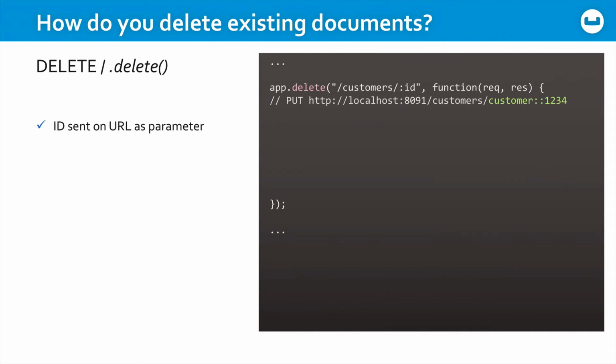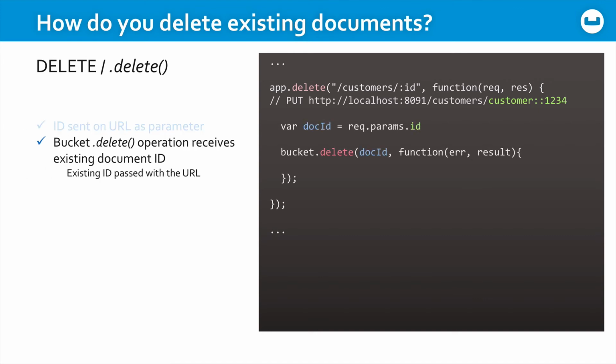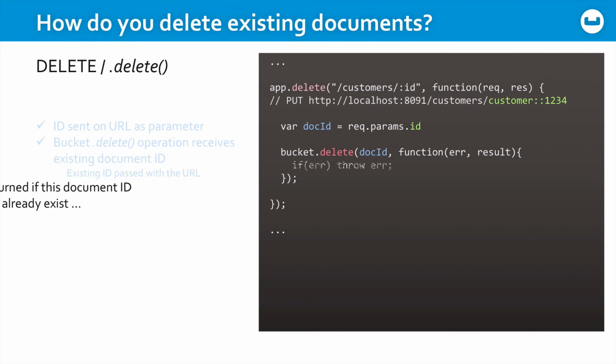So how do we go about getting rid of the documents we don't want? Presumably you would do this on a delete route, and you would call the delete method on the bucket. Again, you need the ID of the document to delete. Presumably you would pull this in from a parameter on the request, and then you pass that ID to the delete method on the bucket. As with the previous operation, an error is returned if this document ID does not already exist. You can't delete something if it's not there.